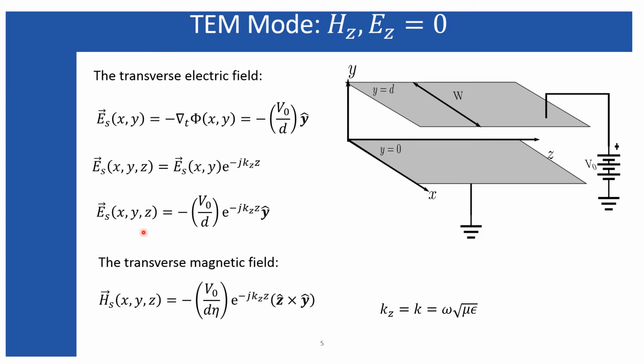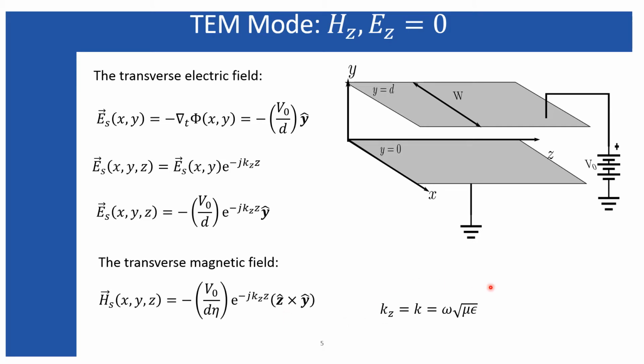However, in this case, we know the electric field is directed along the y direction, and the propagation is taking place along the z direction, so obviously the magnetic field will be directed along the x direction. You can resolve that by this cross product between the z and y directions. This is the direction of the propagation and this is the direction of the electric field, and that defines the direction of the magnetic field along the x direction.